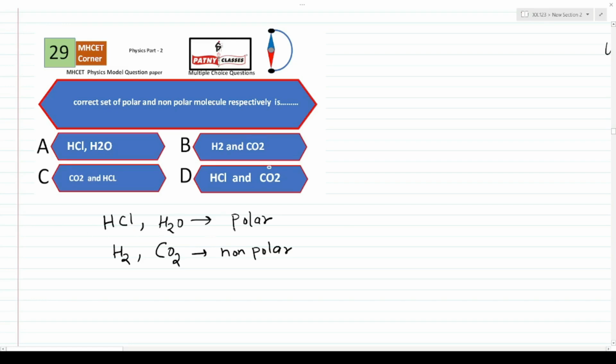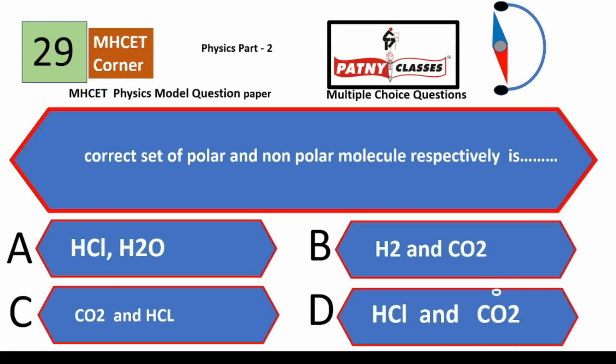Solution: HCl and H2O are polar, H2 and CO2 are non-polar. We have to select first a polar molecule, that is HCl. Then we have to select a non-polar molecule, that is CO2. In option A, the first is polar, but the second is also polar. So option A is not selected. Option B, H2 and CO2 both are non-polar. Option B is also not selected. Option C, CO2 and HCl. First we want the polar one, therefore this option is also not correct. Therefore we select option D, that is HCl and CO2. Therefore option D, HCl and CO2, is the correct option.